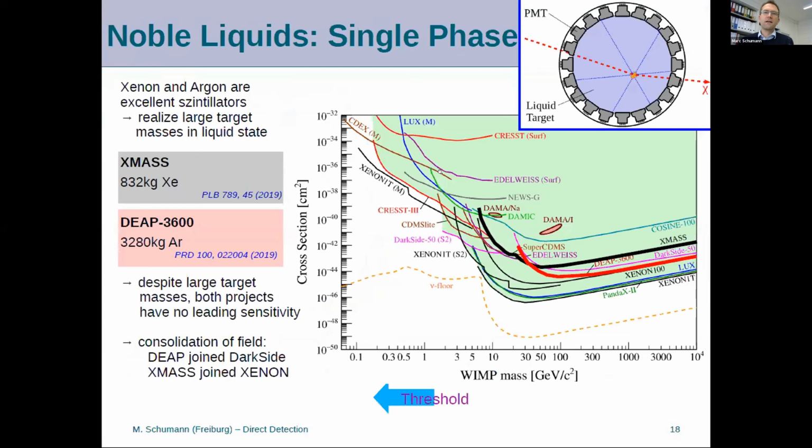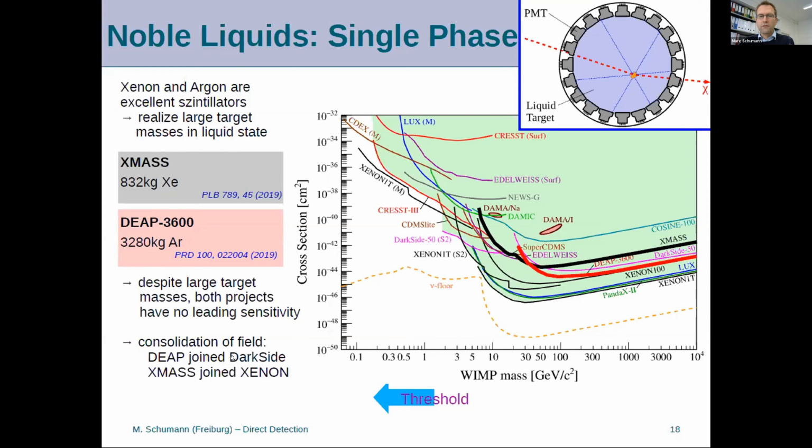Other experiments that are used are so-called single-phase noble liquid detectors. So you have a sphere that you fill with either liquid argon or liquid xenon. They're both excellent scintillators, and because they're noble liquids, you cool them down and you can realize rather large target masses. If you look at the target masses here, 830 kilograms for XMASS using xenon, and DEAP-3600 is the largest currently operating detector with more than 3 tons of liquid argon. The problem is, despite these very large masses, both projects don't have leading sensitivities. Usually backgrounds are an issue here.